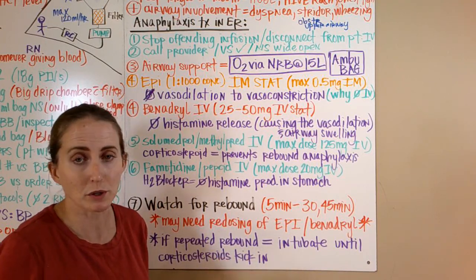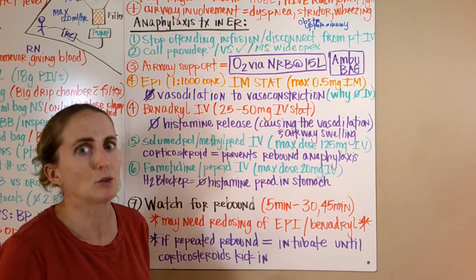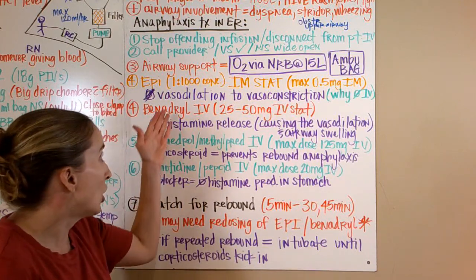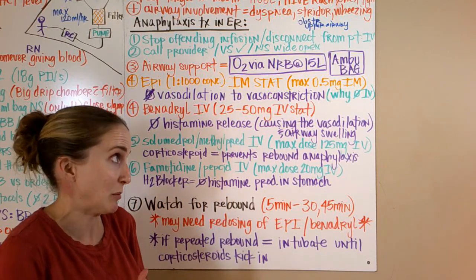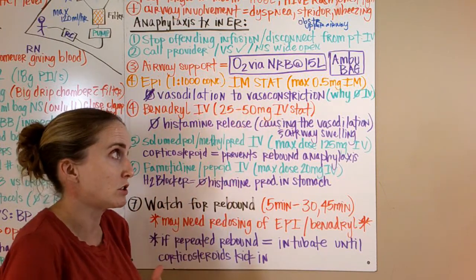Well, then you get a bunch of fluid rushing in, and that happens in the airway too, which closes your airway off. So if we want to get rid of the vasodilation, we need to give a vasoconstrictor, which is epinephrine.